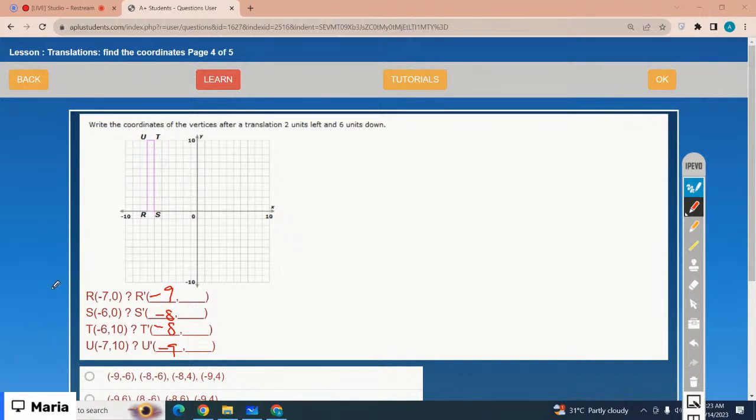And you're moving 6 units down, so y is also changed. You have to subtract 6 from the y coordinate. 0 minus 6, negative 6. 10 minus 6, 4. So the coordinates are negative 9, negative 6; negative 8, negative 6; negative 8, 4; and negative 9, 4. So option number 1 is the correct option, right?